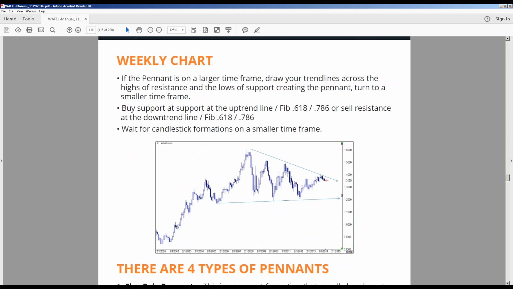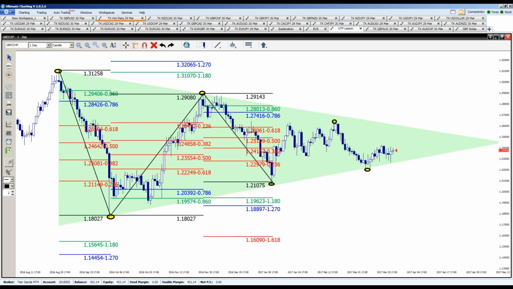If the pennant is on a larger time frame, draw your trend lines across the highs of resistance and the lows of support, creating the pennant. Turn to a smaller time frame. Buy support at the uptrend line, or the Fibonacci 618 or the 786, and sell resistance at the downtrend line, or the 618 or the 786. Wait for candlestick formations on a smaller time frame to confirm that the market has indeed bounced against resistance. Combine that with a trend line break as well. That's what I personally prefer to do, just to confirm.